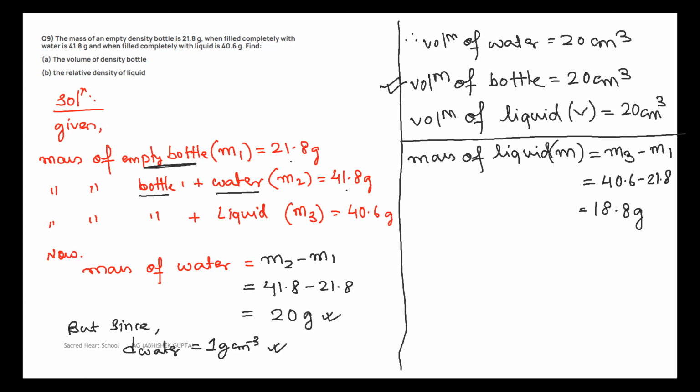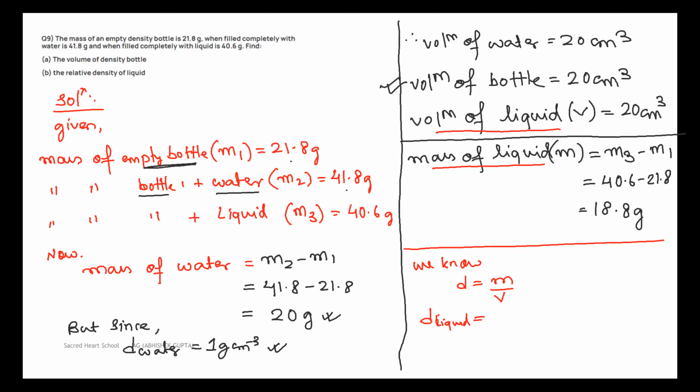18.8 gram. So now we have calculated the mass of the liquid and the volume of the liquid. Therefore, don't draw these lines, I am drawing these lines for my convenience of writing. So we know density is equal to mass by volume. So density of liquid is equal to mass of liquid, 18.8, by volume of liquid, 20. If I cancel this with 2, I'll get 9.4. 0.94 gram per centimeter cube.